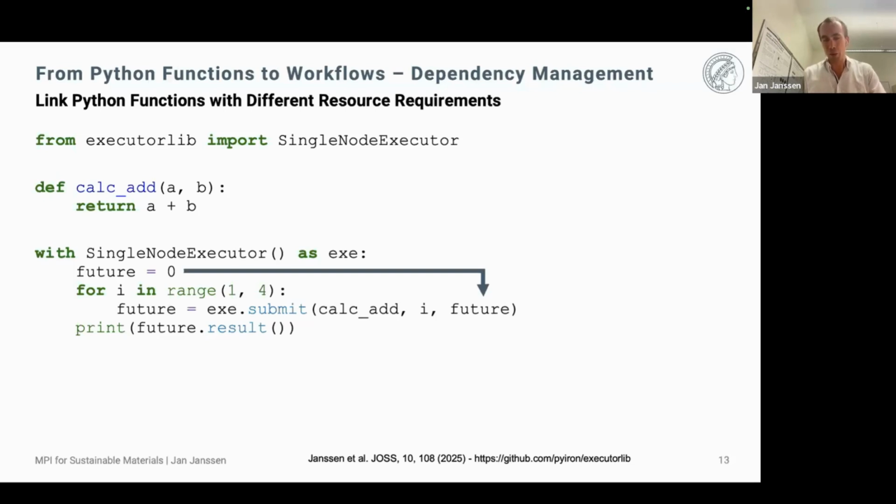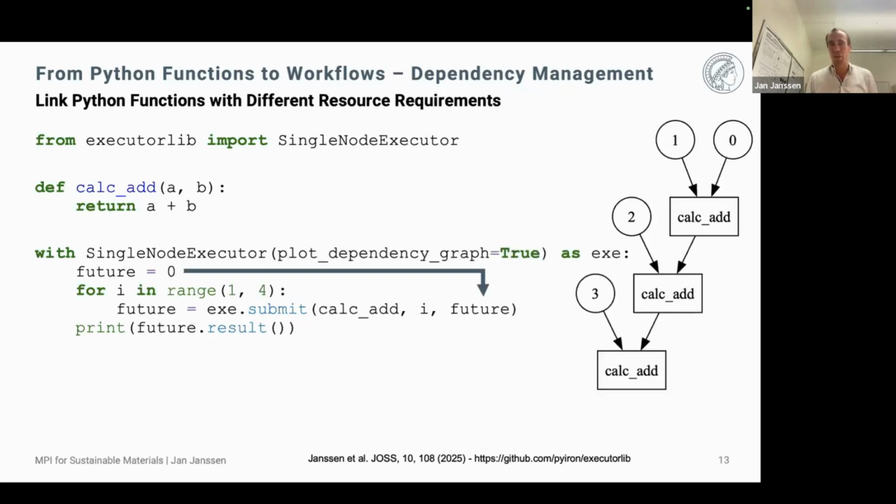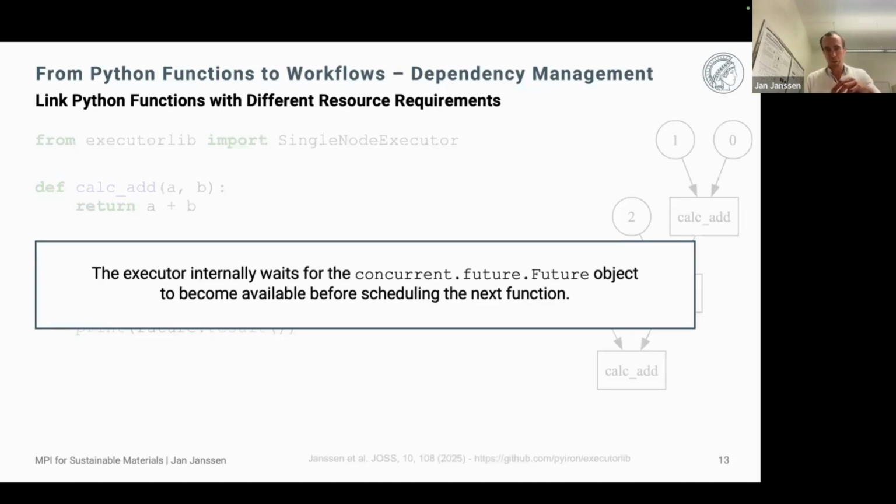The future object from the previous iteration is an input to the next iteration. So that's also something that executorlib can handle with its executors, and which really allows us to build much more complex structures. You can even visualize the graph of the inputs by just adding the plot dependency graph flag here, and you get this nice NetworkX graph just to visualize the dependence of the tasks that you submit. This works because the executor internally waits until the next future is available before scheduling it for execution.